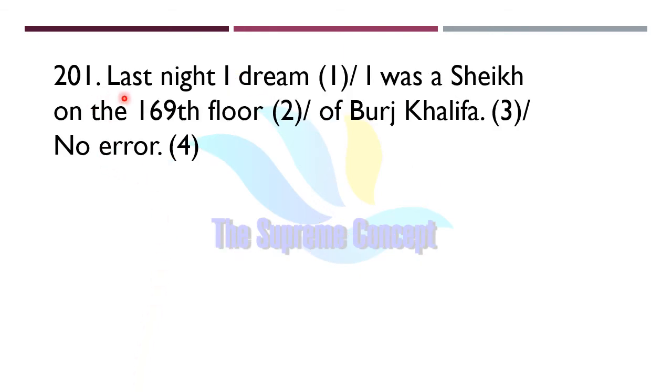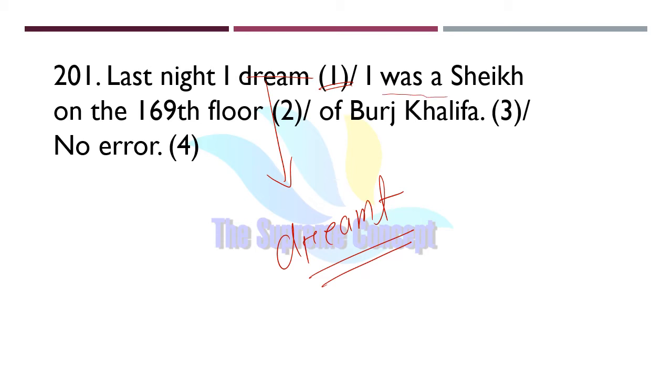Question number 201. Last night I dream I was a sheikh on the 169th floor of Burj Khalifa. So find out where exactly the error lies in this question. Yes, you're right. Again, error lies in part number one. So we will use dreamt, d-r-e-a-m-t. Okay, because the sentence is indicating a past event. I was a sheikh, so we will use the past form of dream, that is dreamt.